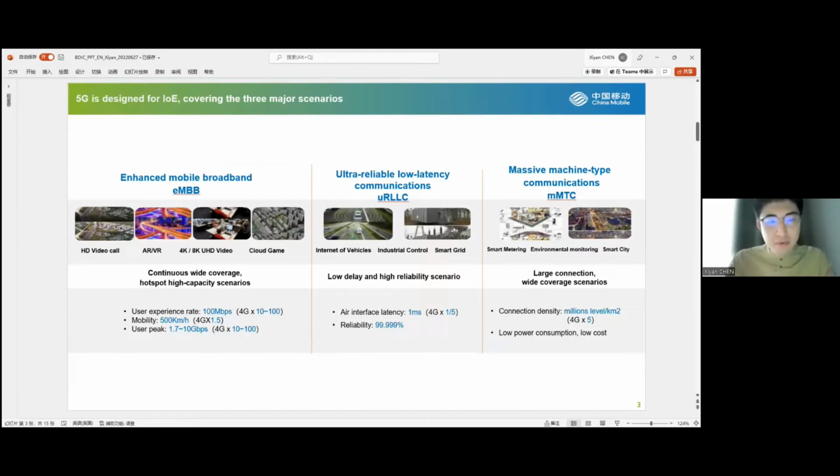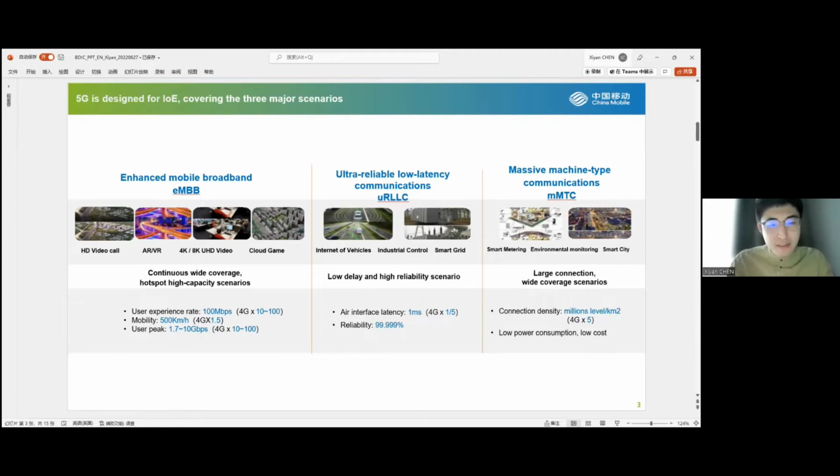Firstly, 5G networks can enhance mobile broadband, which has a user experience rate of around 100 meg, 10 to 100 times that of 4G networks. It also supports mobility of up to 500 kilometers per hour, which is 1.5 times faster than 4G networks. And the user peak rate of 5G is 1.7 to 10 gigabytes, 10 to 100 times compared to 4G networks.